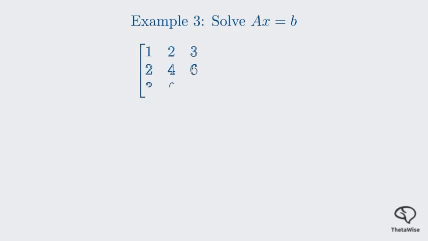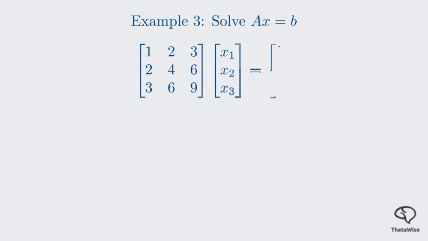Let's do one more example of solving AX equals B using Gaussian elimination, but this time we'll see a case with infinitely many solutions. Consider the equation. The matrix 1, 2, 3, 2, 4, 6, 3, 6, 9 times the vector x1, x2, x3 equals the vector 1, 2, 3. Notice that the second row of matrix A is just 2 times the first row, and the third row is 3 times the first row. This tells us the matrix is not invertible.